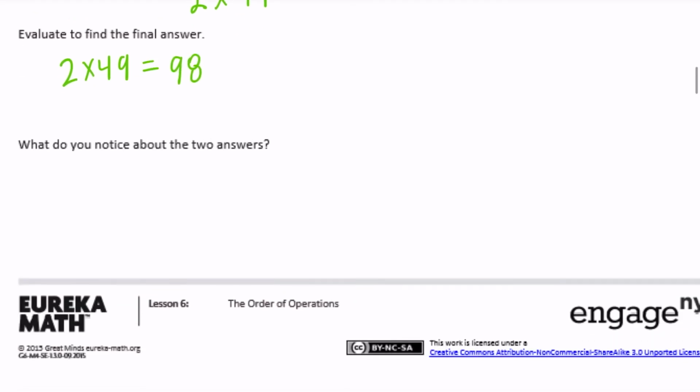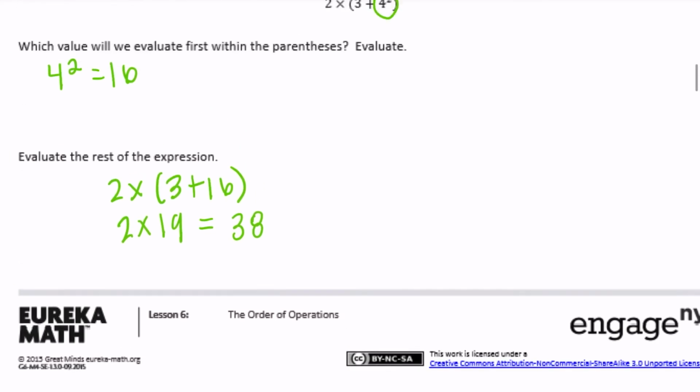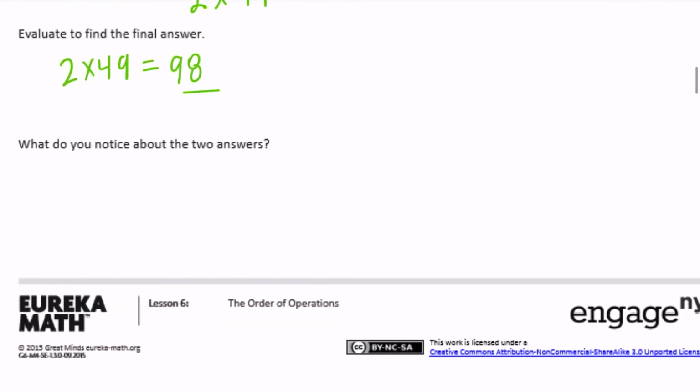What do you notice about the two answers? So we had 98 and the last answer was 38. So they are very different.